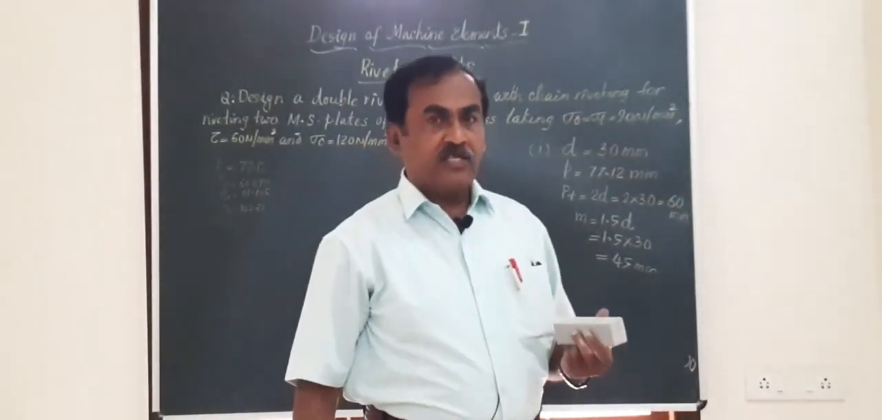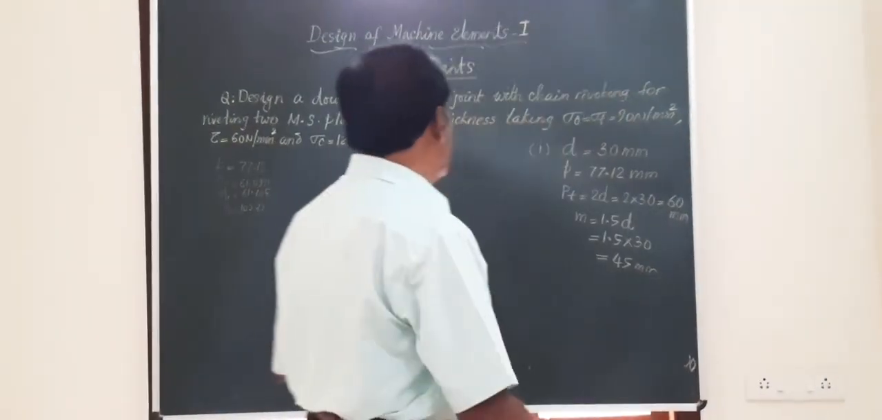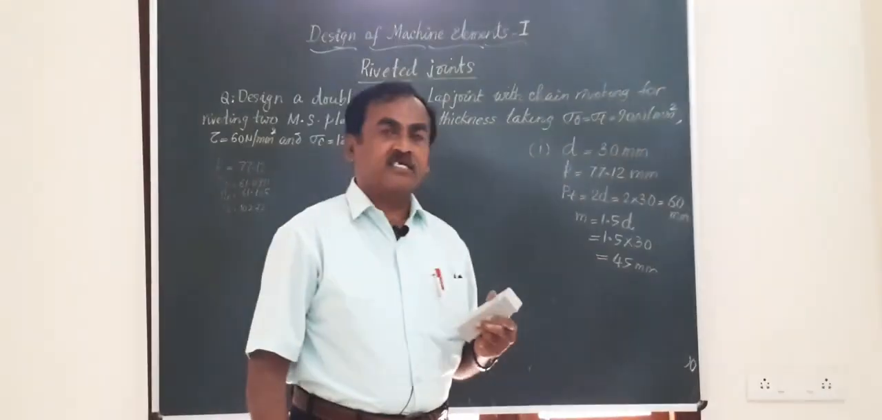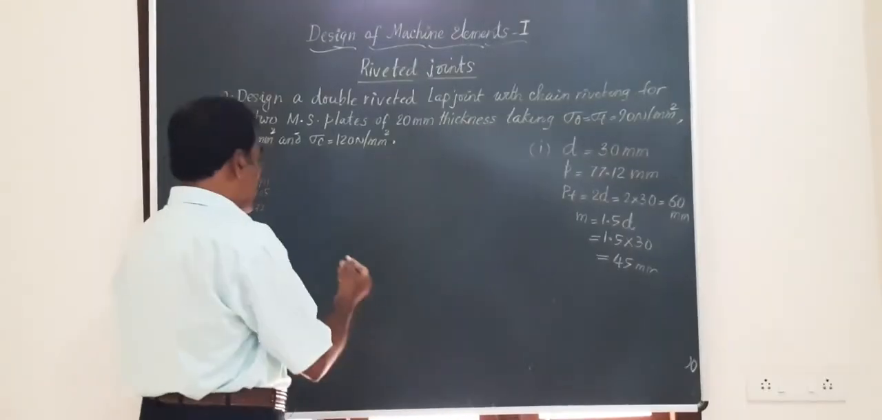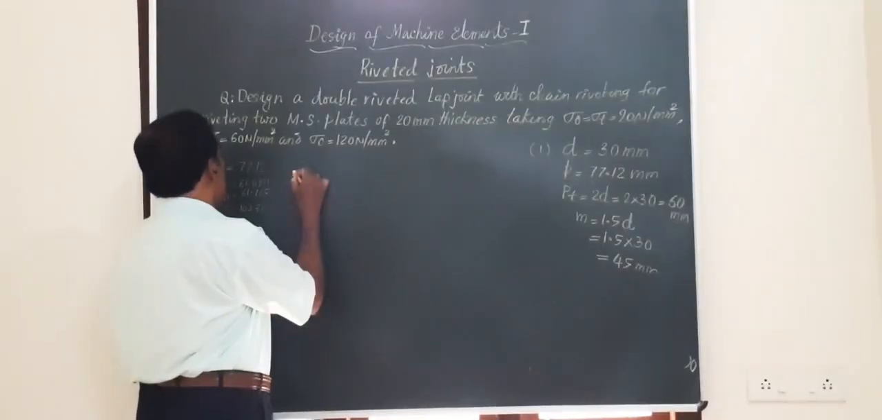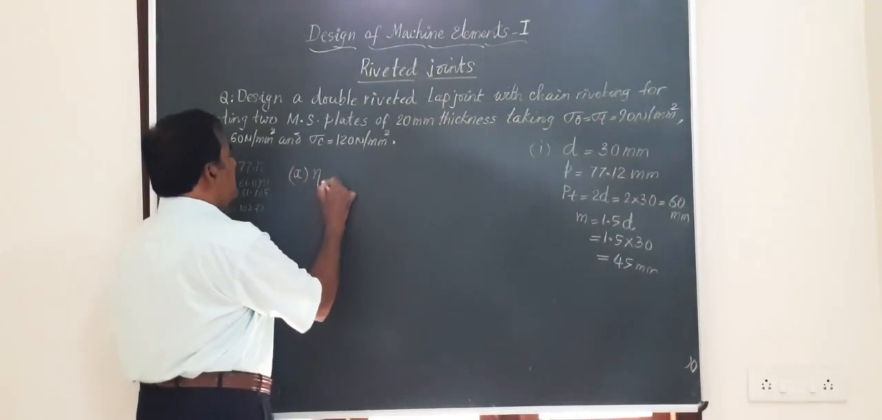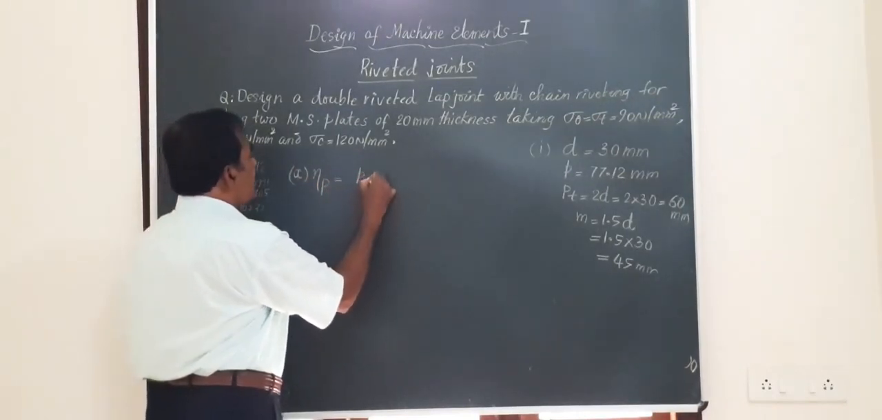Friends, after this calculation, we have the other parameters like what is the efficiency of the joint. You know very well, there are three efficiencies, namely the plate efficiency eta P, the rivet resistance eta R, and the efficiency in crushing eta C. So let me calculate these values one by one. So first is A. A is eta P, efficiency of the plate, is universal again friends.